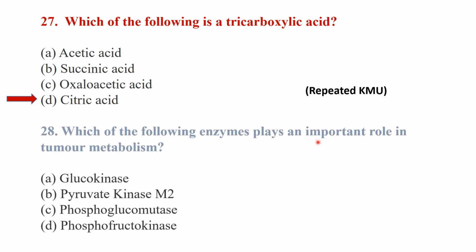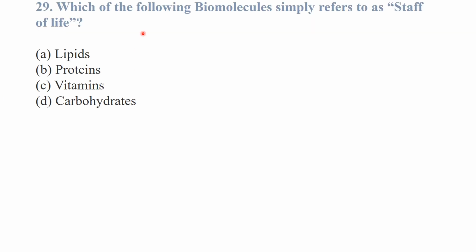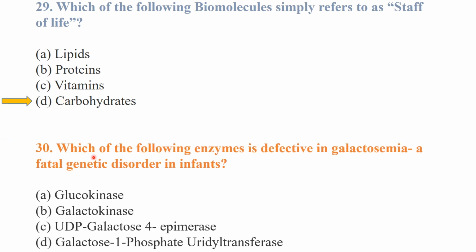Which of the following enzymes plays an important role in tumor metabolism? Pyruvate kinase M2. Which of the following biomolecules is simply referred to as the staff of life? Staff of life is the carbohydrates. Which of the following enzymes is defective in galactosemia, a fatal genetic disorder in infants? It is galactose 1-phosphate uridyl transferase.